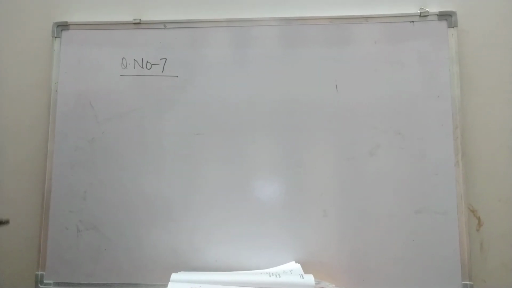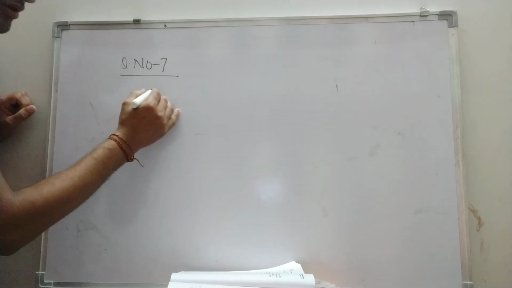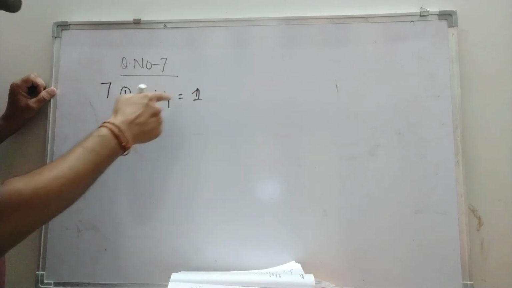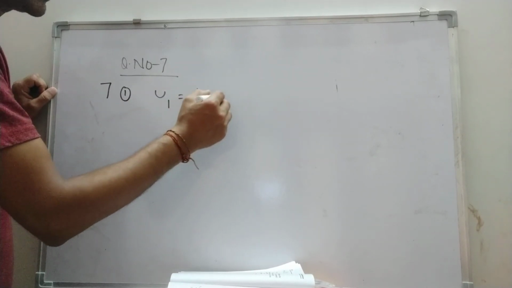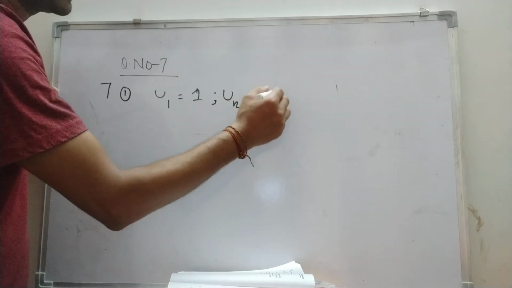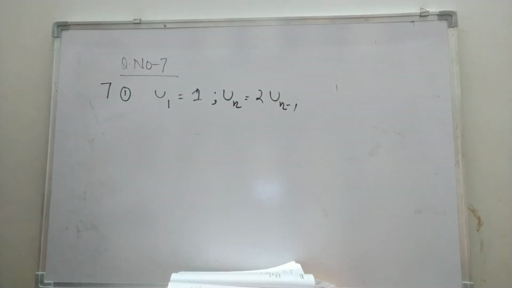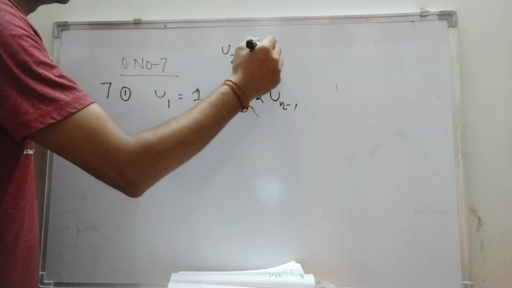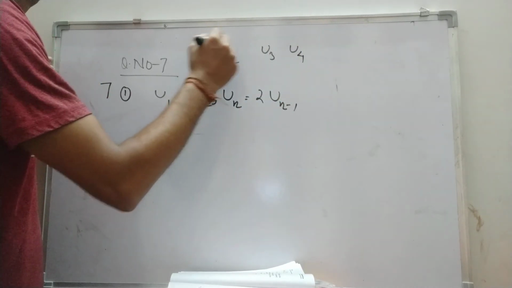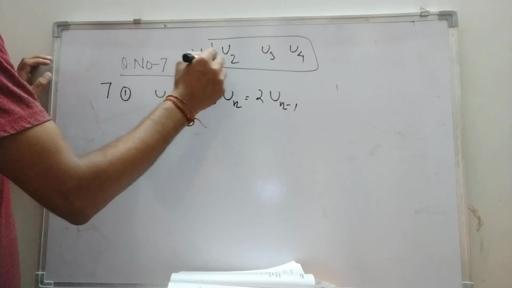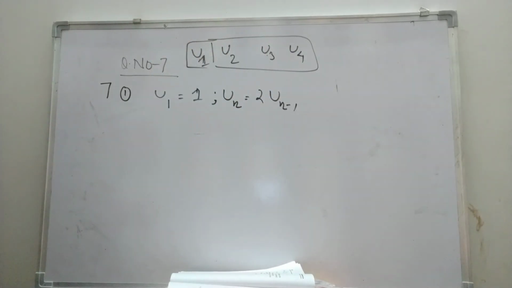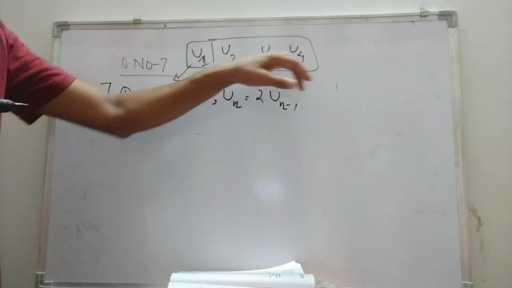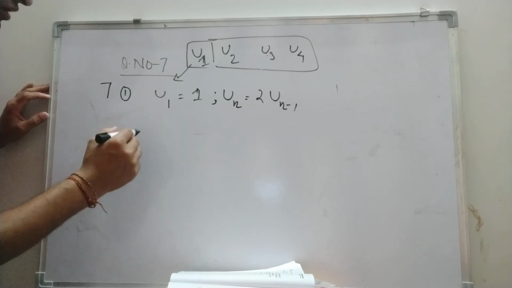Here in this question, students, we are given u1, that means it is the first term, and along with the first term it is given un, the nth term, equal to 2 times un minus 1. Then we have to find the first 4 terms, that means we are asked to find u2, u3, u4, and u1 is already given. Since u1 is already given, we need not find u1, we will go for u2, u3 and u4. So let us see how we can go.